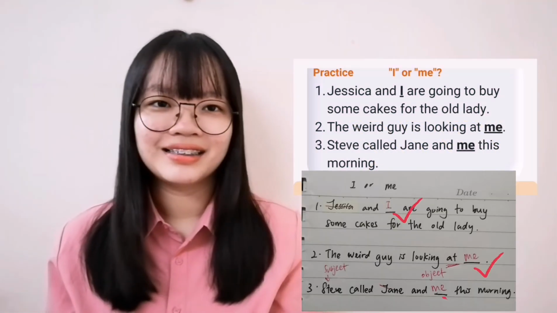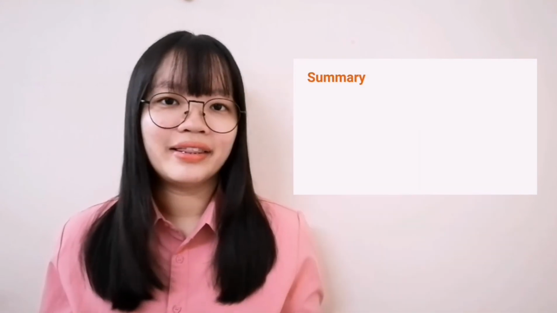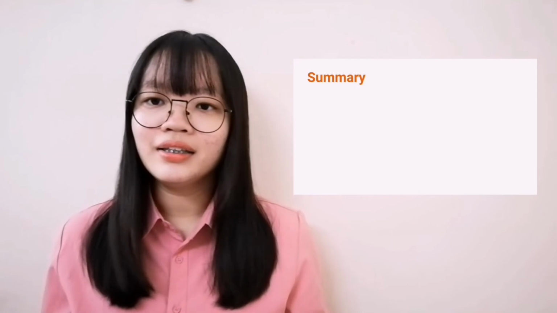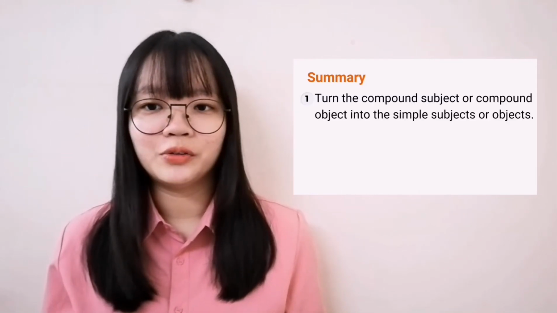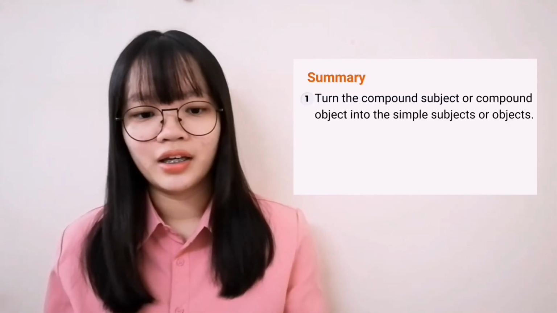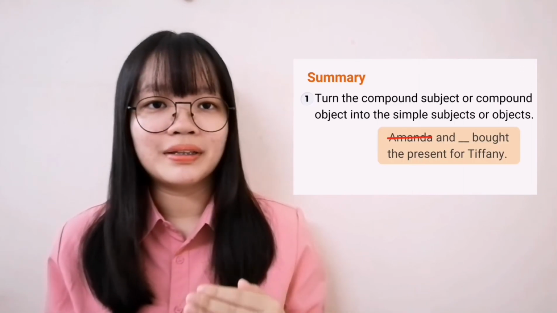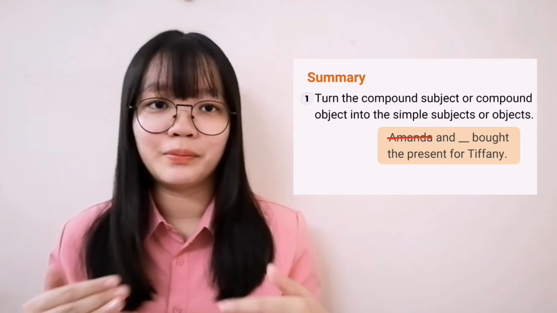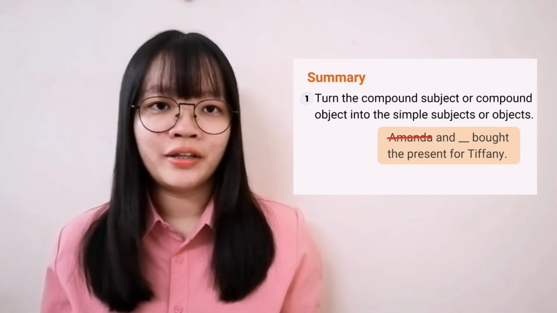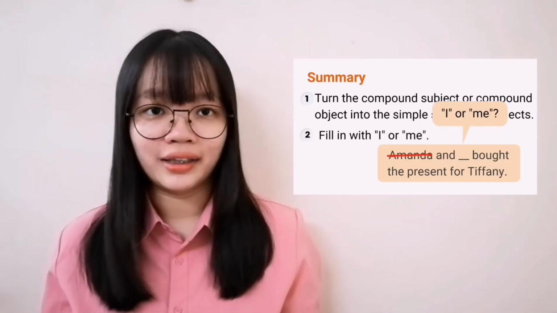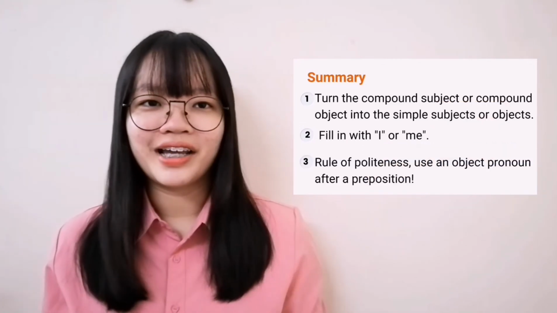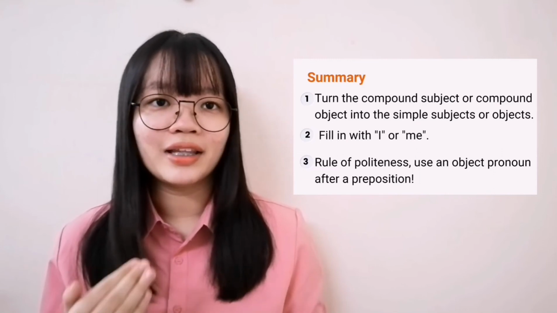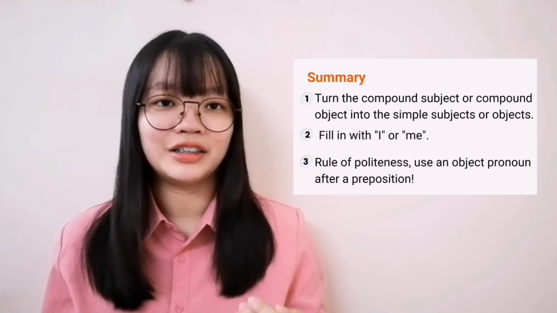Did you get that? So before we end this video, let's summarize. First one, turn the compound subject or compound object into simple subjects or objects, which means we remove the person. No matter there's how many persons with me or with I, we remove them. Then fill in with me or I to check. Then don't forget about the rule of politeness, and also remember that we need to use an object pronoun after a preposition.